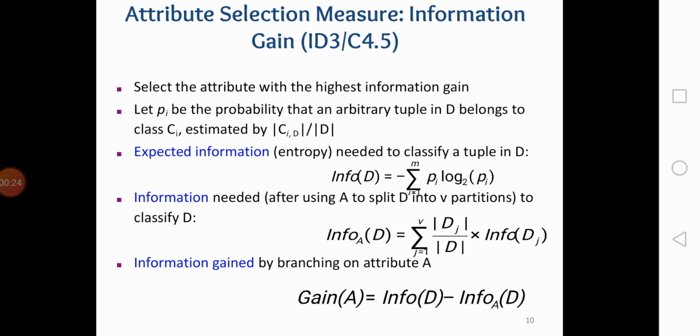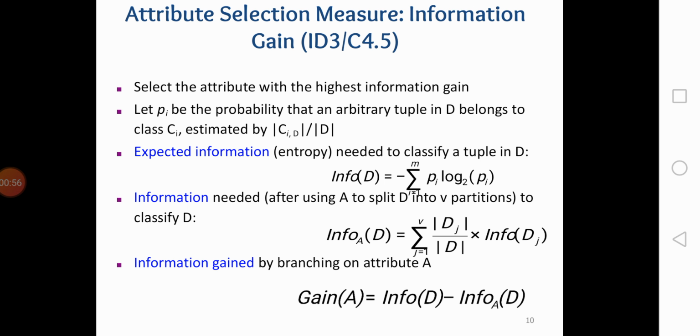As we know, the decision tree algorithm contains three input parameters. First one is D, second one is the attribute list, and third one is the attribute selection measure. As you all know, D is nothing but the data partition of class-labeled training tuples. Then the attribute list contains a list of attributes. Then again, the attribute selection measure.